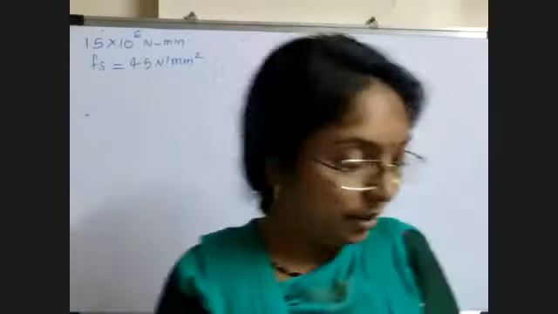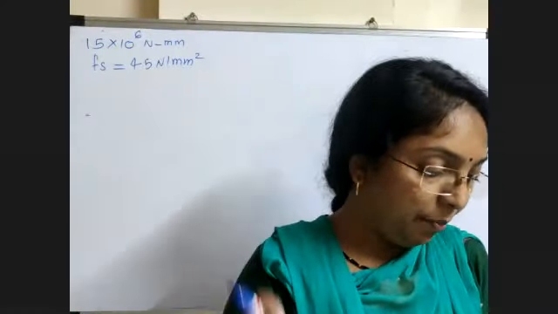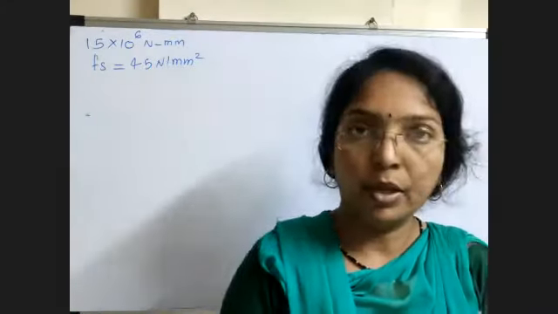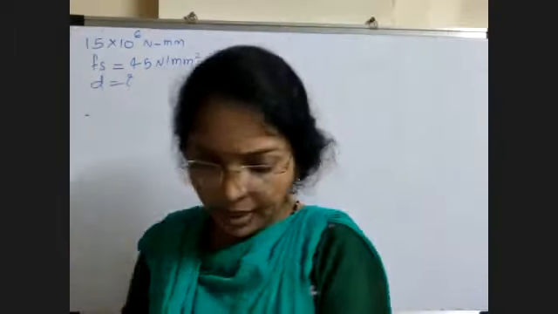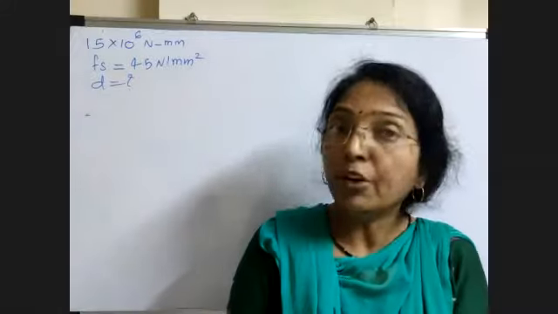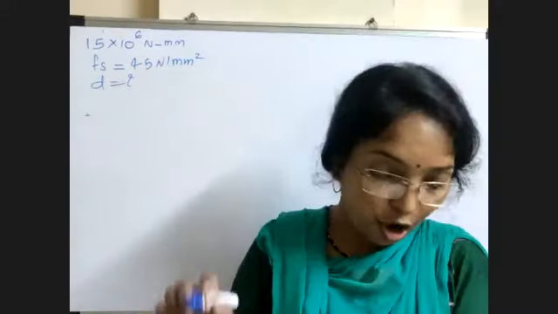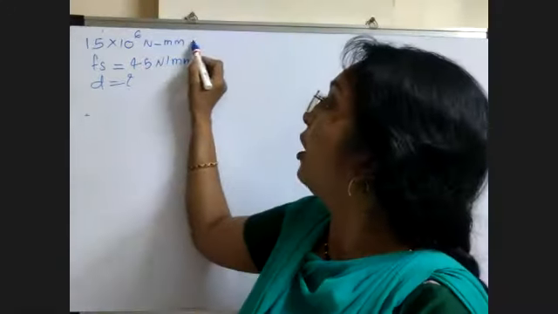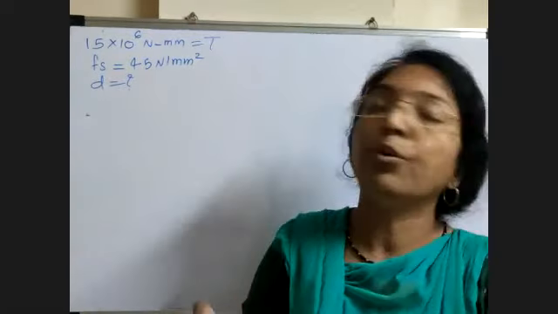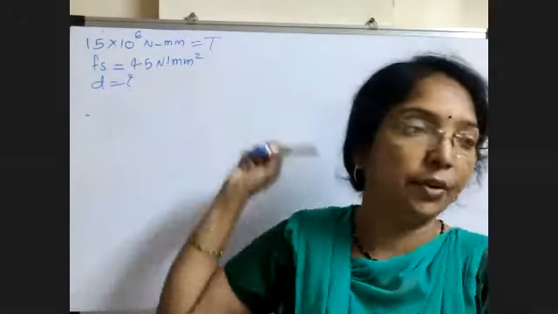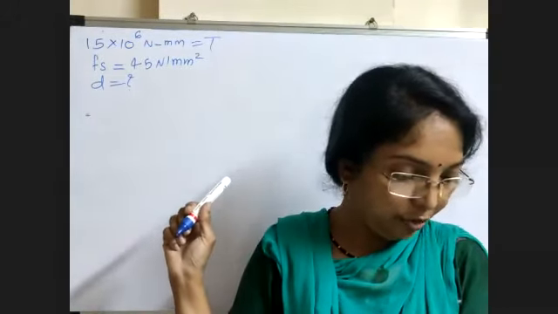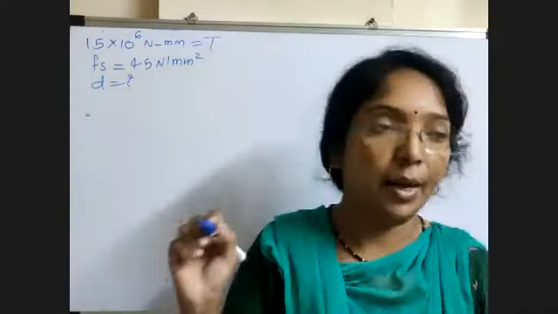See here, I read the problem again. Find the diameter of the solid shaft. It means we have to find the diameter. Find the diameter of the solid shaft if it transmits a torque of 15 into 10 raised to 6 Newton mm, and the maximum shear stress is given, 45 Newton per mm square. And we have to find the diameter.